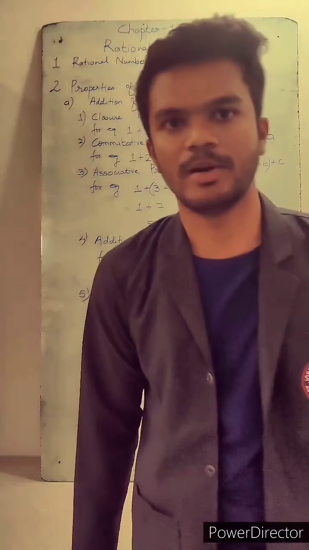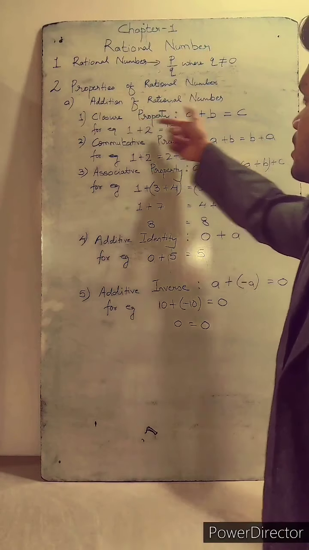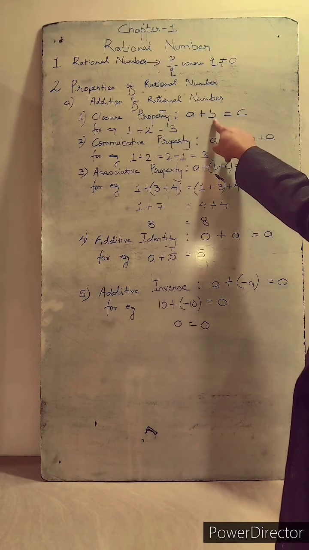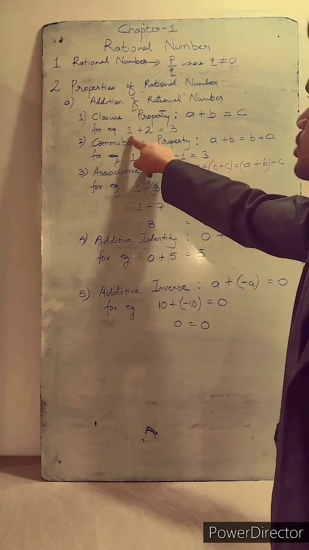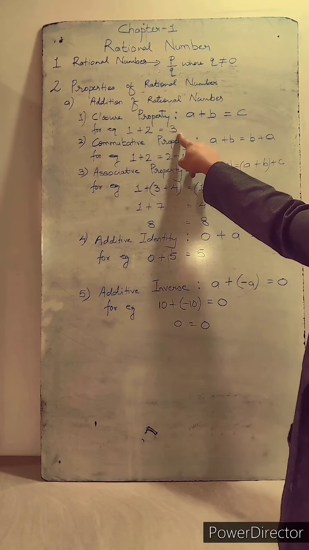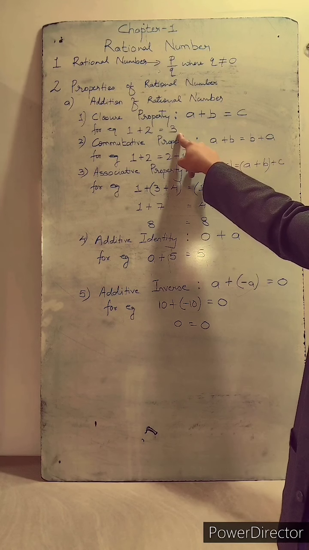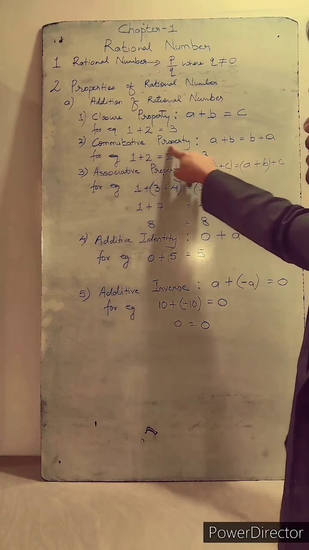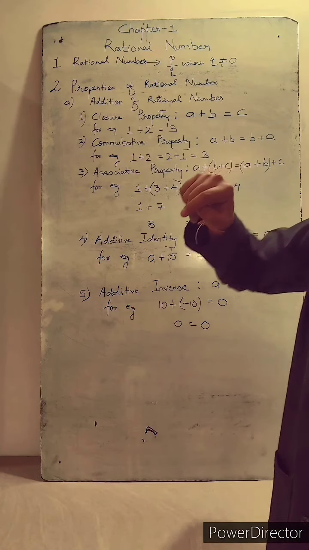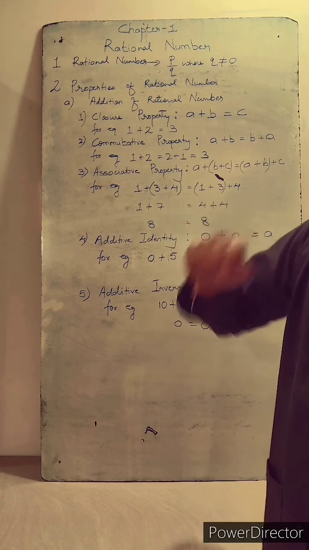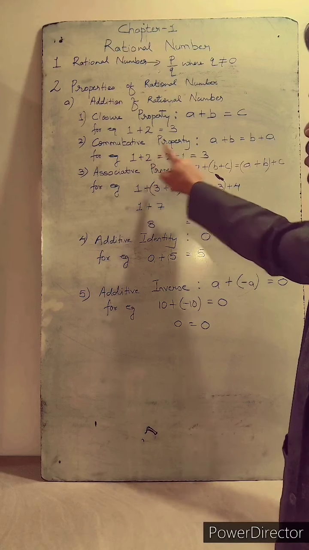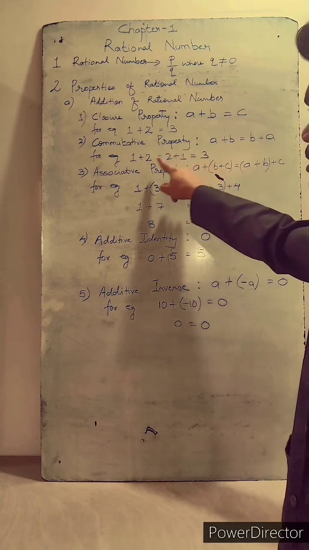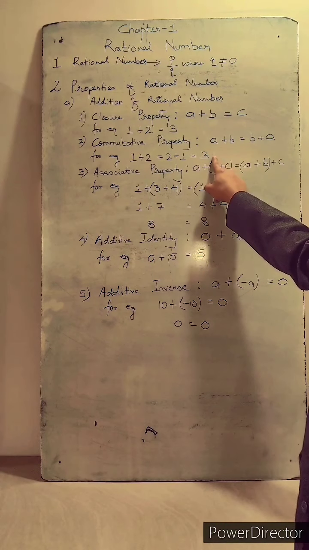So starting with the first property, we have closure property. It states that a plus b is equal to c. 1 plus 2, they both are rational numbers, and the result is 3, which is also a rational number. The second property is commutative property. It states that addition of two rational numbers is independent of their order of addition. 1 plus 2 is 3. Likewise, 2 plus 1 is also 3.